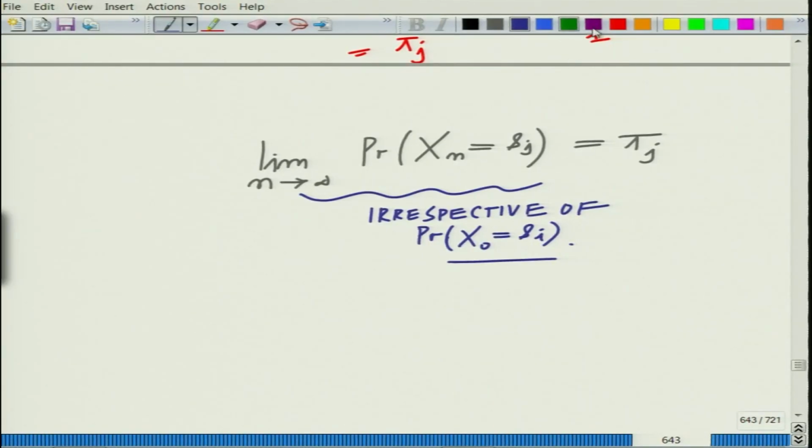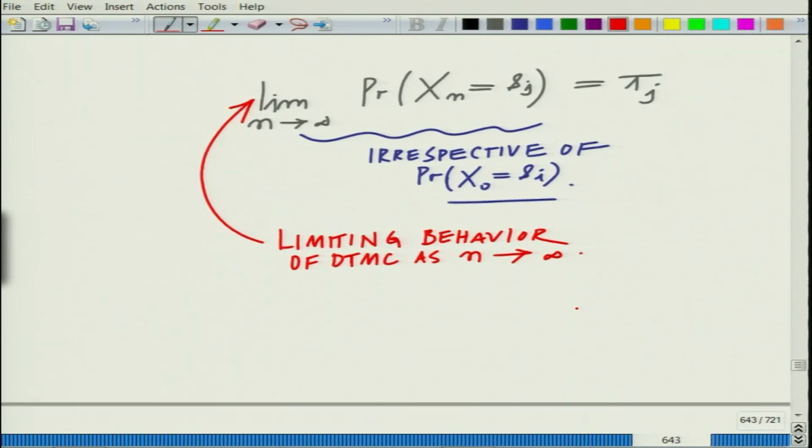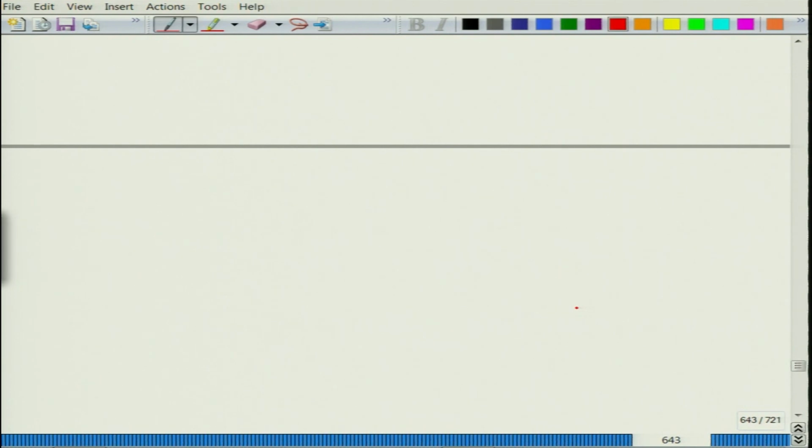Okay. So, that is the interesting part. This is essentially what we call the limiting behavior of the DTMC as n tends to infinity. Now, we have the notion of what is known as a stationary distribution. For any DTMC, we also have what is known as the stationary distribution, which is again a very similar concept.